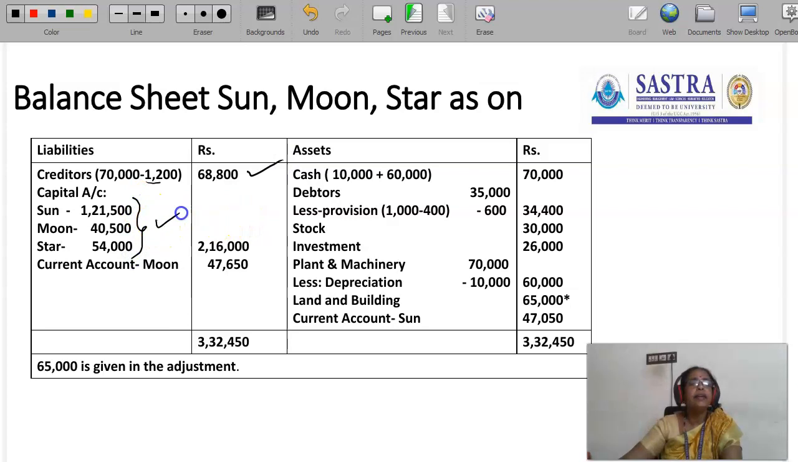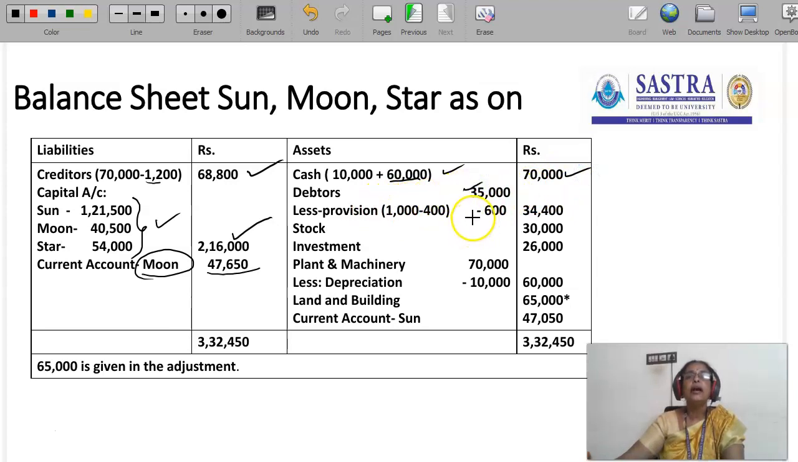Capital, adjusted capital, we have already calculated: 1,21,500, 40,500 and 54,000, that is 2,16,000. Moon's current account should appear here, that is 47,650, that comes under the liability side. Then cash, 10,000 is the balance in the book, 60,000 is the cash brought by the new partner. Then debtors, so the total is 70,000.